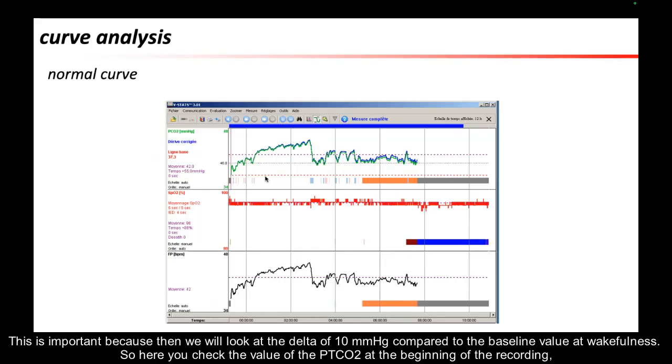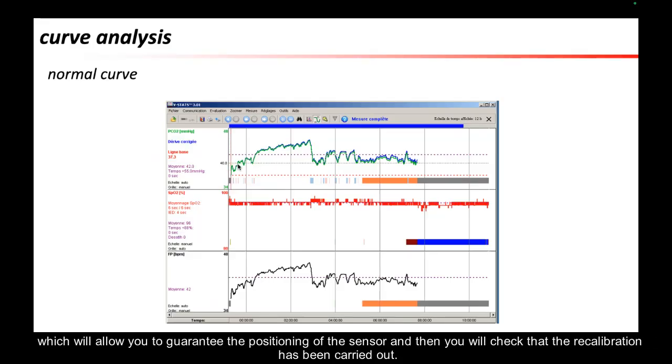This is important because then we will look at the delta of 10 millimeters of mercury compared to the baseline value at wakefulness. So here you check the value of the PtCO2 at the beginning of the recording, which will allow you to guarantee the positioning of the sensor, and then you will check that the recalibration has been carried out.